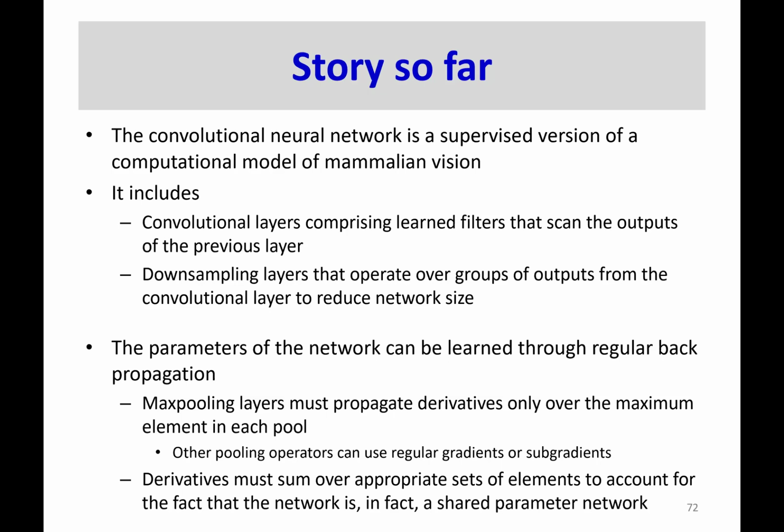Max pooling layers propagate derivatives only over the max element of each pool, as we just saw. For other kinds of backpropagation operations, we have to be careful. All of the fancy math and the operations that we saw are really ensuring that we sum over the appropriate sets of elements to account for the fact that the network is, in fact, a shared parameter network. This last bullet, although I have not made it explicit so far, is important. Why did we have to do all of the stuff that we did? That's because our network is identical to scanning the input with a shared parameter network. When you propagate derivatives backward, we have to make sure that any derivatives computed are distributed or shared over the appropriate sets of elements that have a common value. And that's what all of these operations were doing.